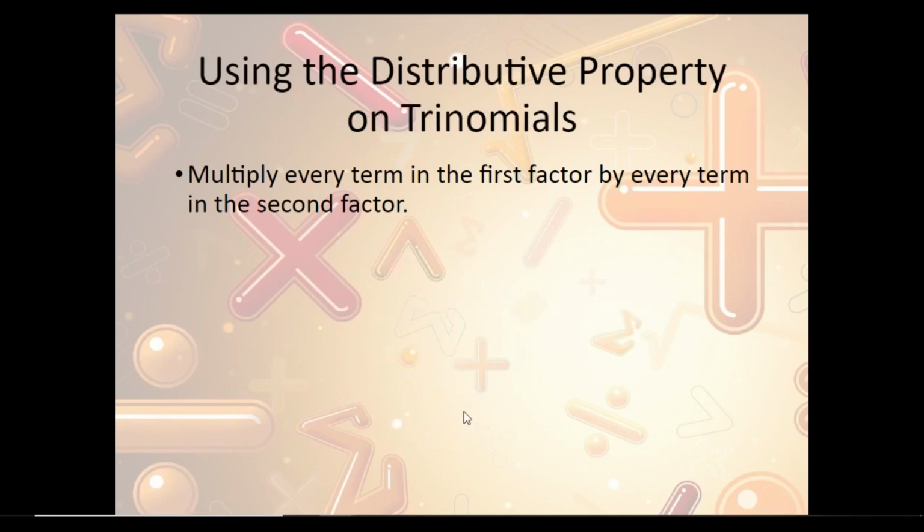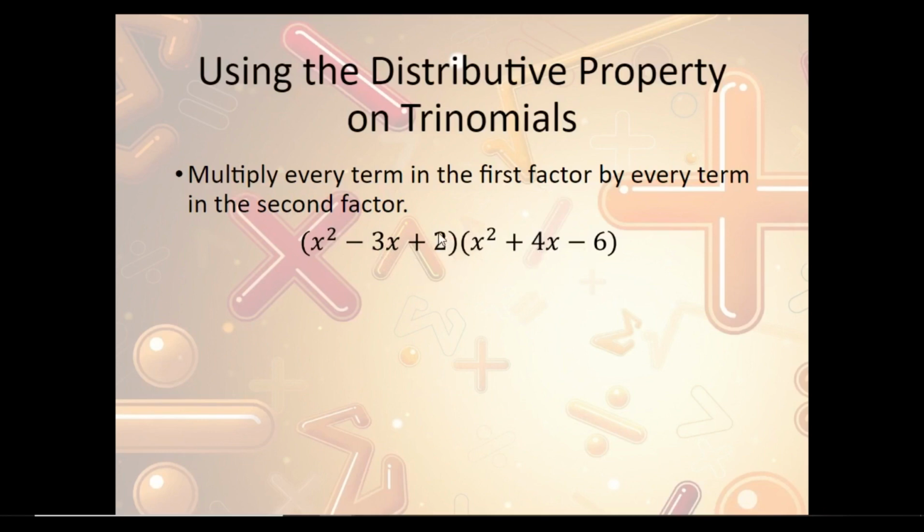What about trinomials? What if it's 3 terms? It's no different. We do the same thing. We take x squared and multiply it by x squared. We take x squared and multiply it by 4x. We take x squared and multiply it by negative 6. Then we do it for the second term. Negative 3x times x squared, negative 3x times 4x, negative 3x times negative 6.